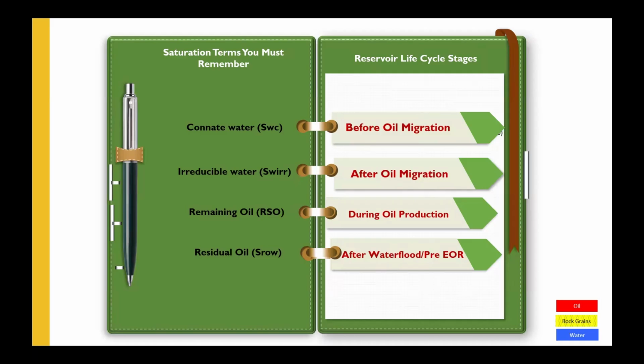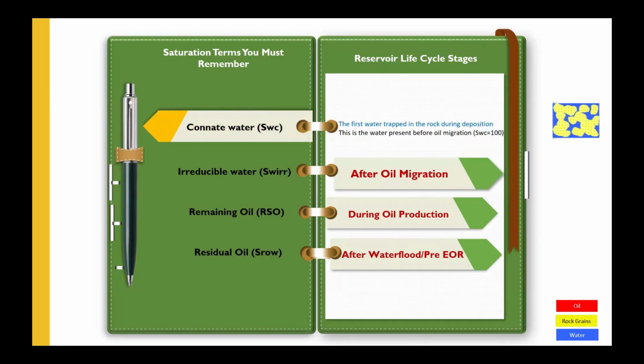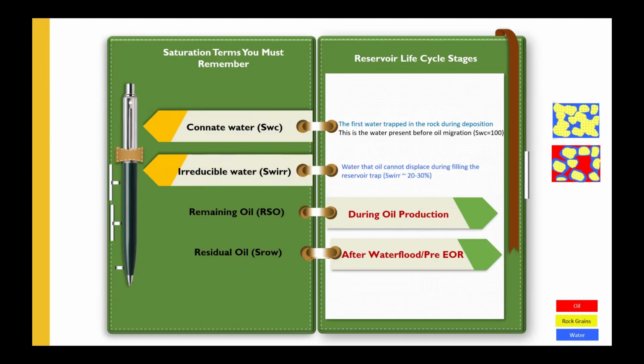This slide summarizes the key saturation terms and how they are related to the reservoir life cycle. Connate water is the original water trapped in the rock during the deposition before the oil migration, when the water saturation was 100%. The irreducible water is the water that remains after the oil migration and cannot be displaced by oil.